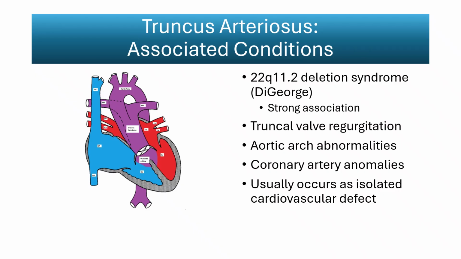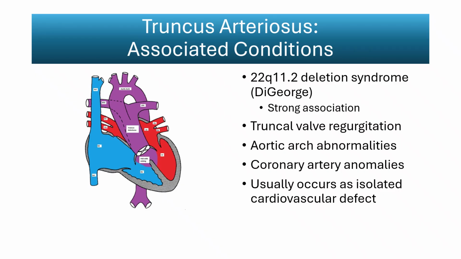The most important association is the 22q11.2 deletion, or DiGeorge syndrome. Recognition of this genetic link is clinically important because affected infants may also have thymic hypoplasia, immune deficiency, and hypocalcemia, which all impact perioperative management. The truncal valve itself is often abnormal, and regurgitation can create wide pulse pressures and worsen heart failure. Additional associations include aortic arch abnormalities and coronary artery anomalies, both of which complicate surgical repair.